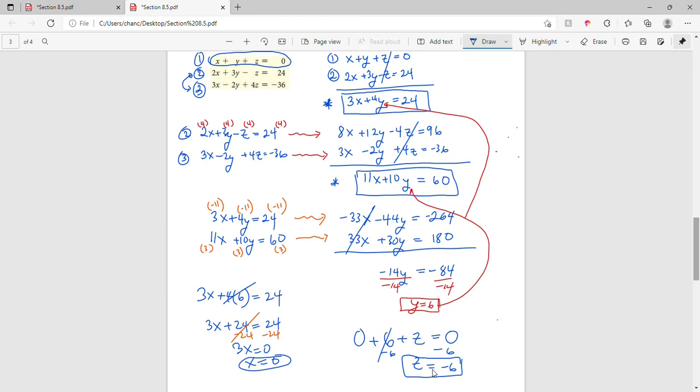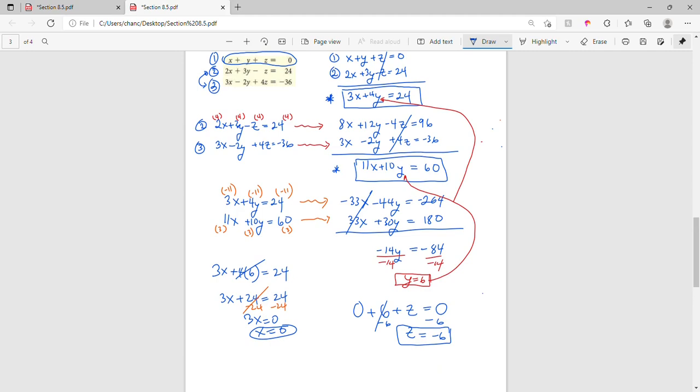Let's write our answer in the correct form. My answer is 0, 6, negative 6. These are the coordinates that we need: x, y, and z.